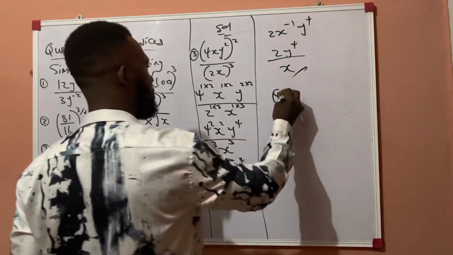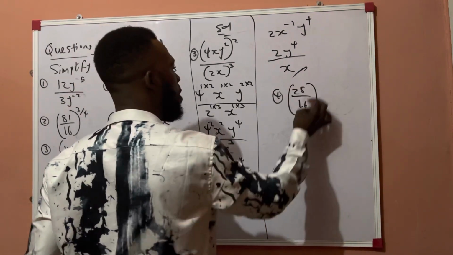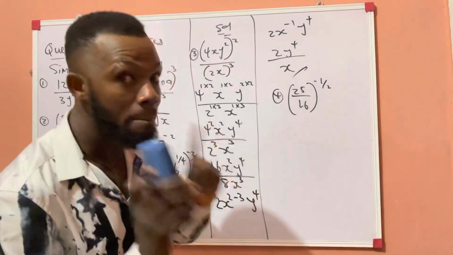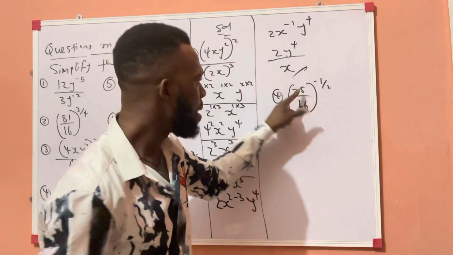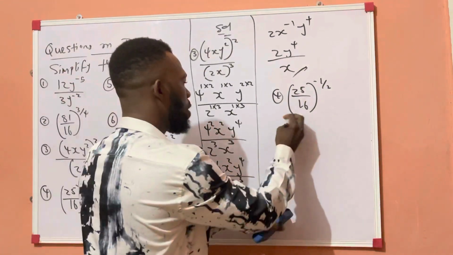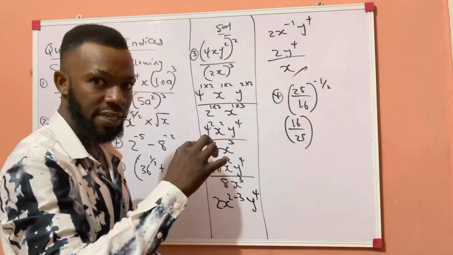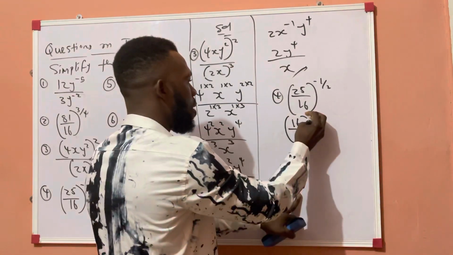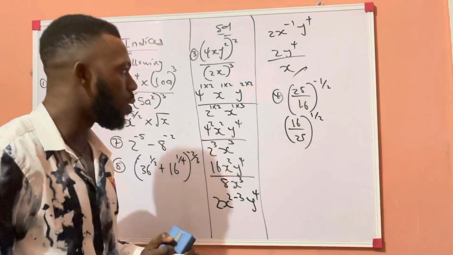Question number 4 says 25 over 16 raised to the power of minus 1 over 2. So like I said, your main objective first is to eliminate this minus sign. And how do you do that? By reciprocating the base. So when I reciprocate 25 over 16, it becomes 16 over 25. You turn it upside down. Now, because I have reciprocated, the minus is out. So what is left there now? 1 over 2, positive. No more minus sign.